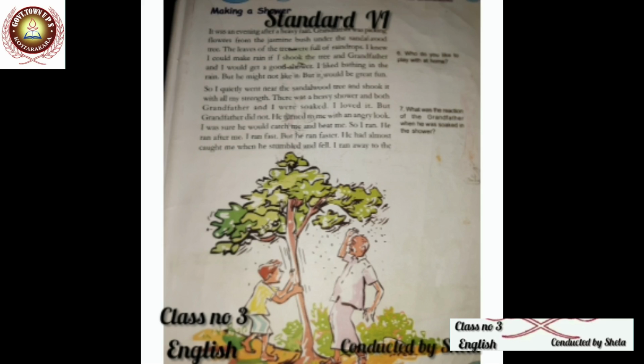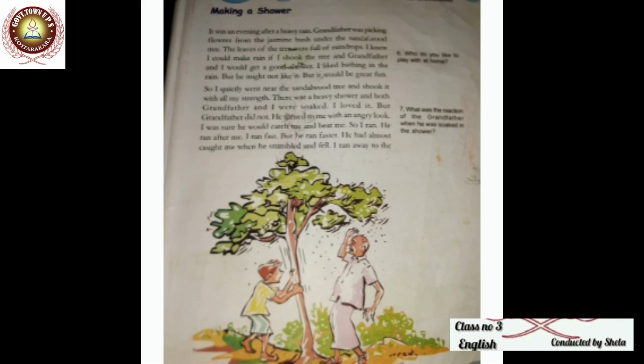Then one more activity we have: we studied the story's next part, making a shower. Then we have to analyze the side questions. Four side questions are there. The first one is, who do you like the most? Who do you like to play with at home? It may be your father, your mother, brother, or other friends, grandfather, grandmother. It depends upon your own version.